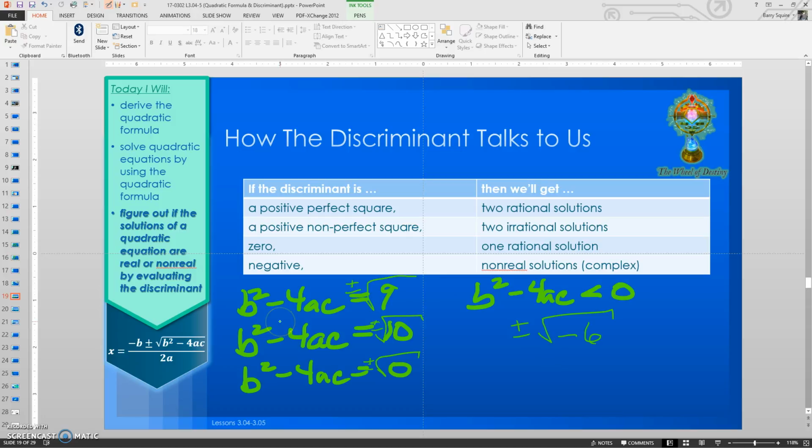So I think I'm going to stop right here. I'm going to pick it up right where we are here, and then talk some more about how we can use the discriminant to tell us this information. We're going to evaluate some discriminants and be able to say how many solutions we're going to get and what type of solutions they are.